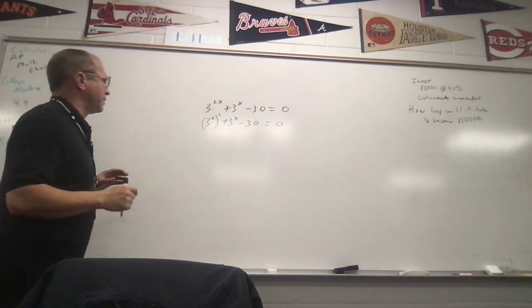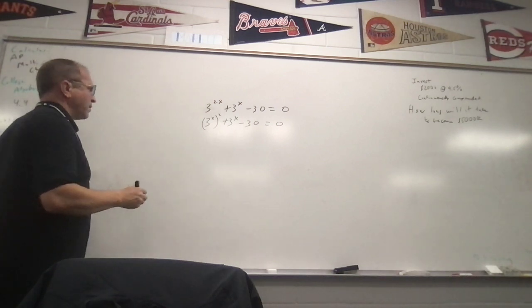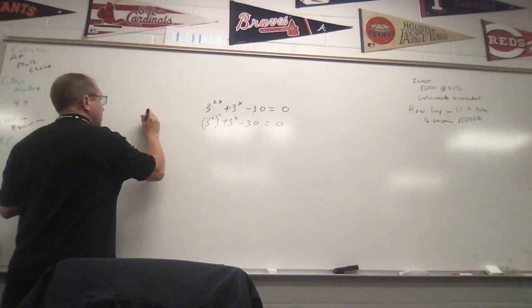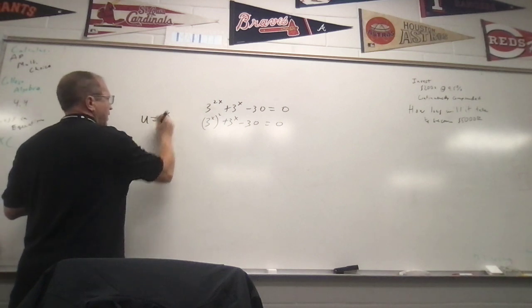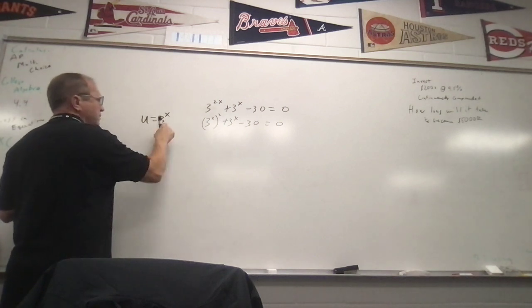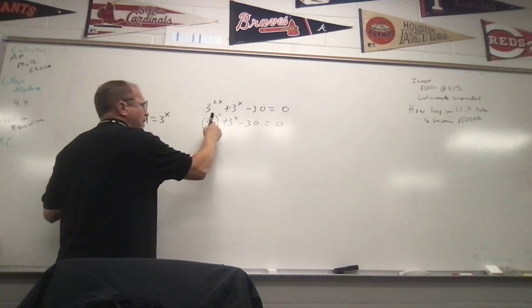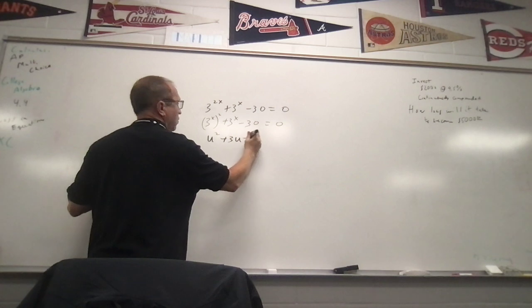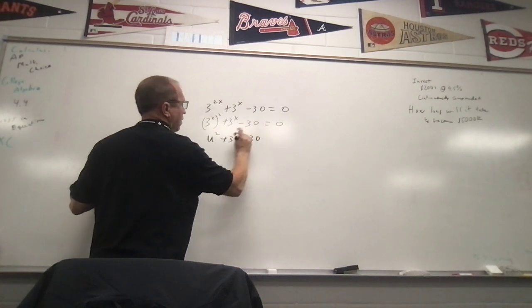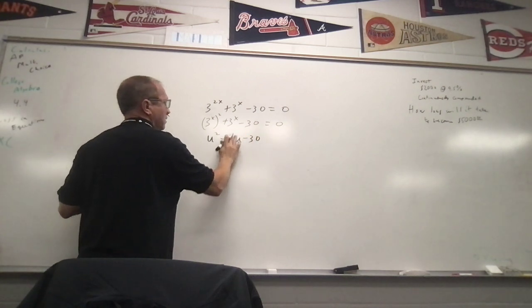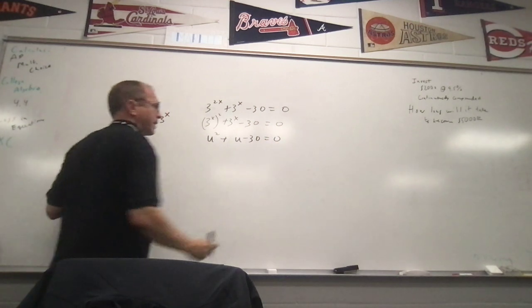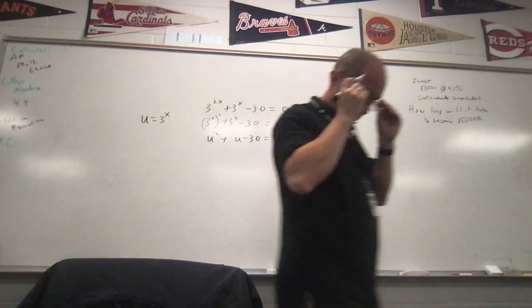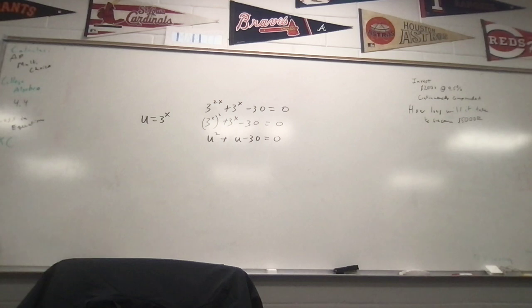I'm going to do something a little bit different here. I'm going to do something called u substitution. I'm going to let u equal 3 to the x power. If u is equal to 3 to the x power, then I can rewrite this equation as u squared plus 3u minus 30 equals 0. That's just a quadratic too. So now I've got a quadratic, right?